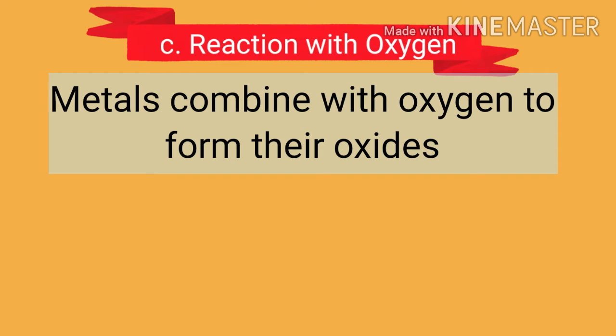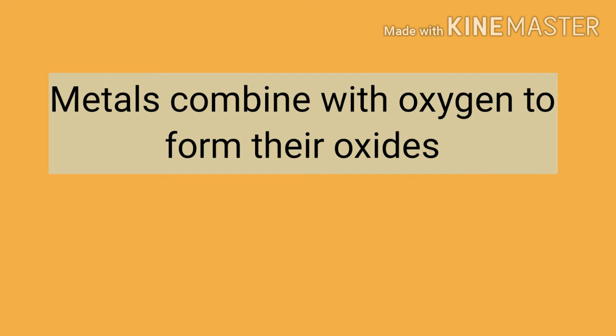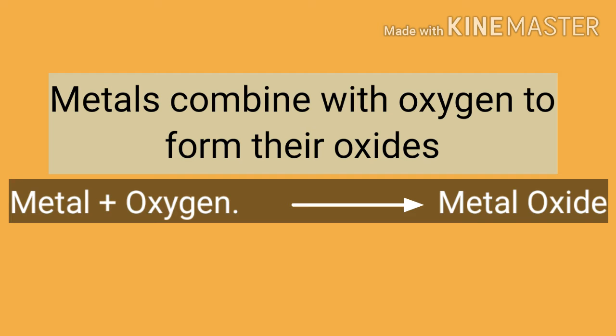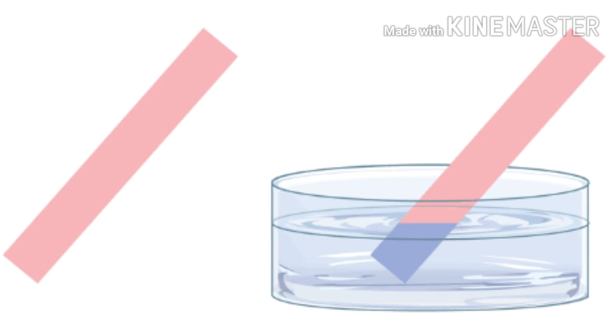Reaction with oxygen. Metals combine with oxygen to form their oxides. Metal plus oxygen forms metal oxide. See, if we take red litmus paper and dip it in the metal oxide solution, then it turns blue in color, means the metal oxides are basic in nature.